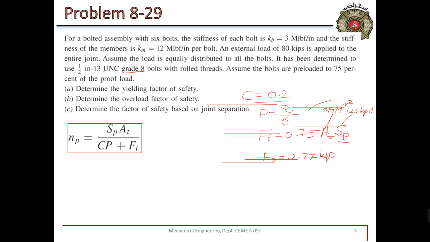This is the equation for yielding factor of safety. What is known? We have Sp, which is 120 kpsi. We have At, which is equal to 0.1419. We have the value of C, value of C is here, P is calculated as 6, and Fi is calculated here. So we have all the values, we can just calculate Np. Substituting all values here, the Np comes out to be 1.103.